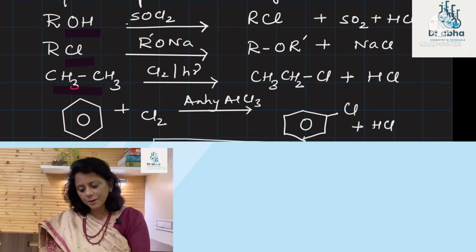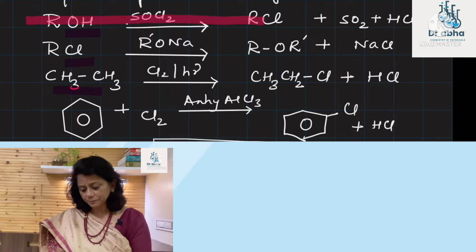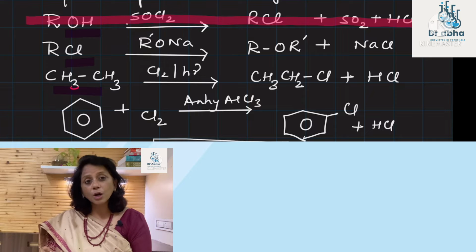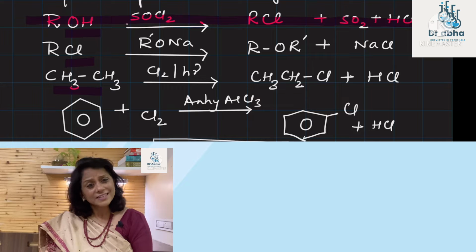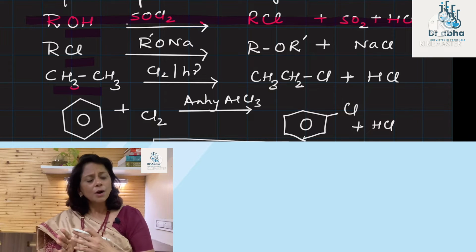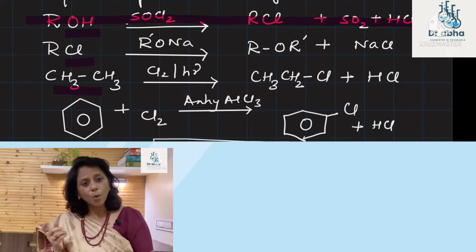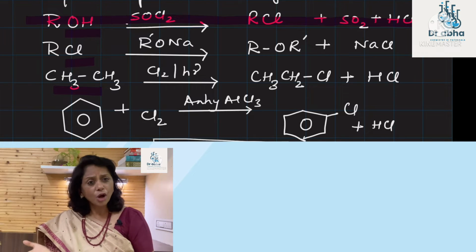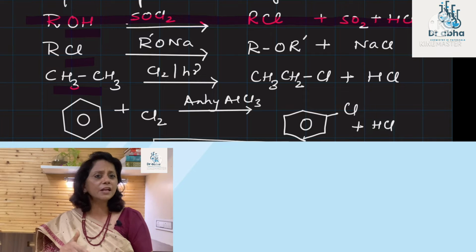Now, how to understand whether a substitution reaction has taken place? See, that's very simple. If you look at the first reaction, ROH in presence of SOCl2 gives you RCl plus SO2 plus HCl. Now what is happening is, OH, that is the alcoholic functional group, is being replaced by halogen. So that's a kind of substitution reaction. The number of bonds remains the same. One bond broken, one bond made. So thermodynamically, not much of a difference. A single bond broken, a single bond has been created, right?